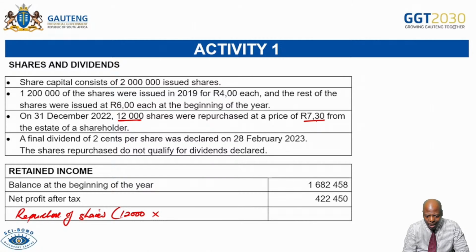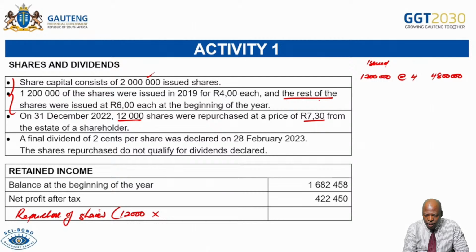Do we record that? No, because we have shares that were issued at the beginning. So it says the share capital consists of 2 million shares that were issued. 1.2 million of these shares were issued at 4 Rand. So I can open a mini note number 7 here, where I say on my issued shares, I had 1,200,000 shares that were issued at 4 Rand each, and that will give me 4.8 million. That is at the beginning.